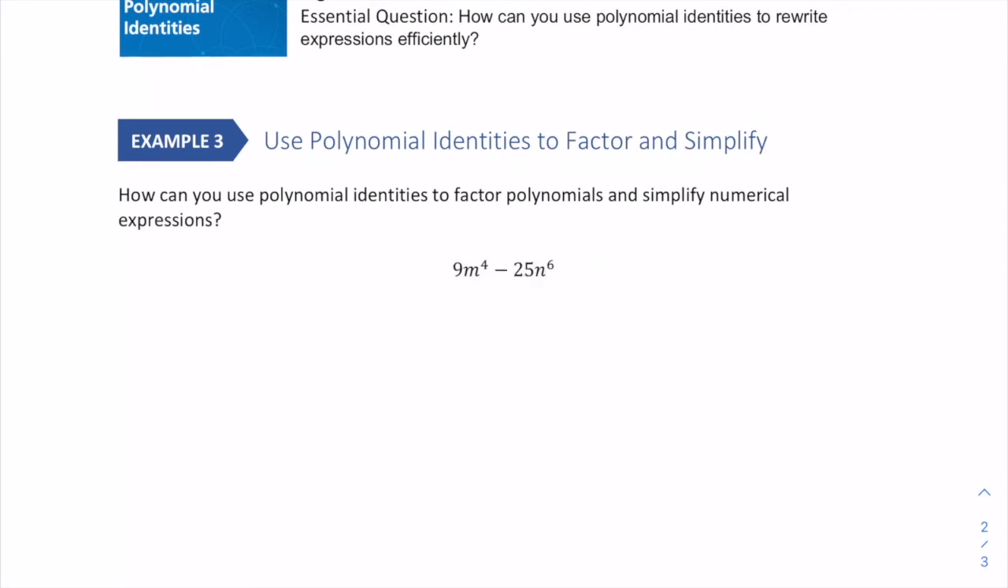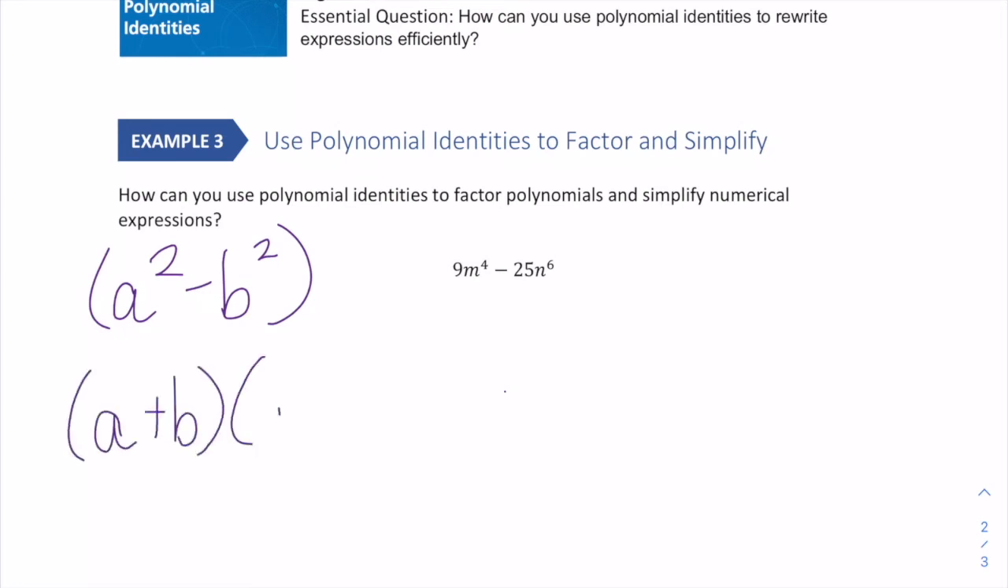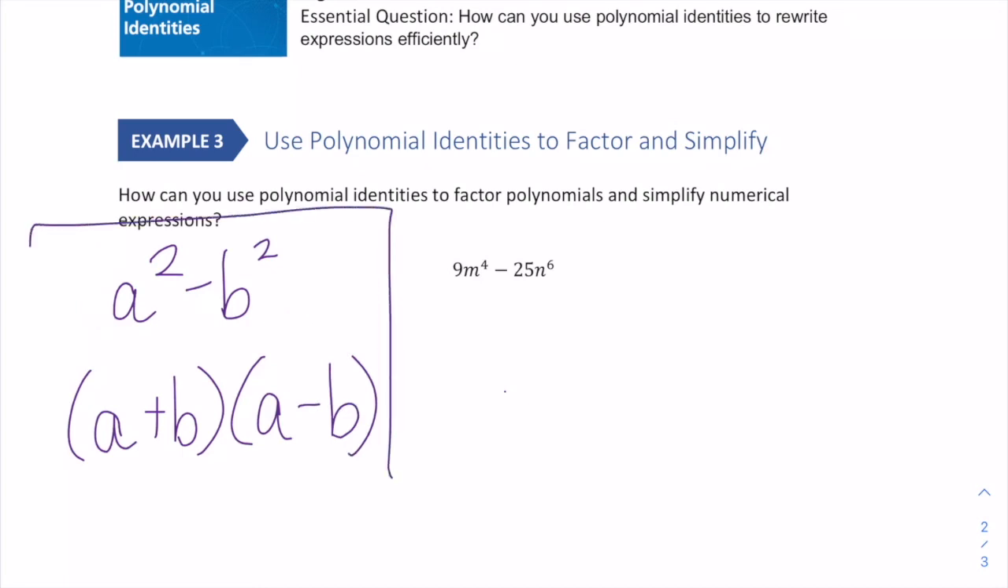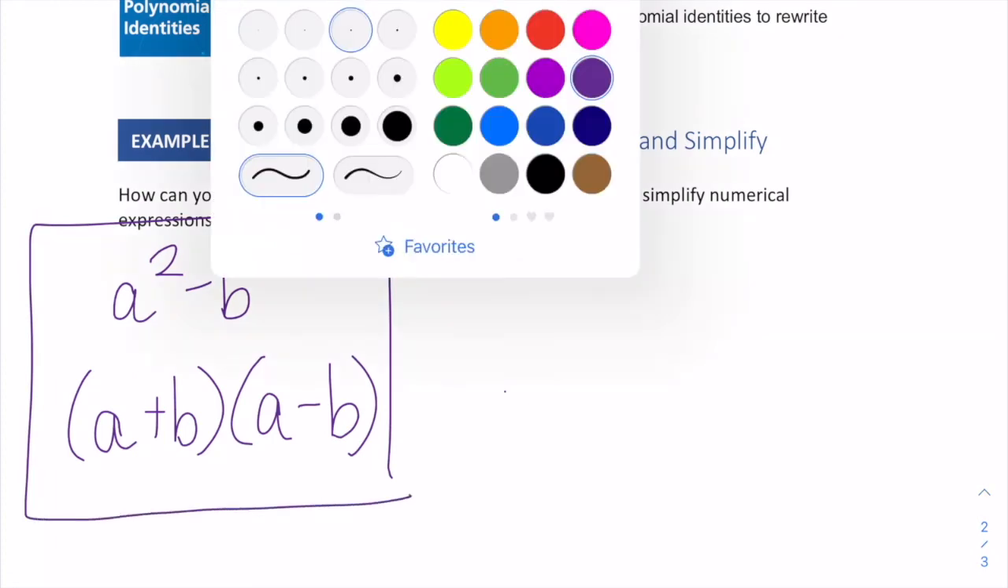So looking at these variables, they're both even. So that means that we can actually use difference of squares. So I'm going to use the form, remember we know a squared minus b squared, and that factors into a plus b, a minus b. So when we have these two terms, we can actually factor it as a difference of squares. And here we have another difference of squares.